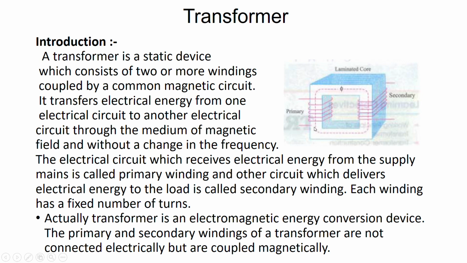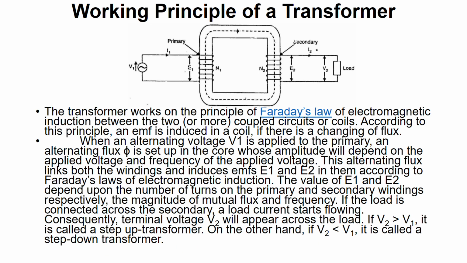Here you see there is a primary winding which is connected to the main supply, and this is the secondary winding. There is a laminated core. The core is laminated to reduce the eddy current losses. And when we put the primary on the main supply, there will be a mutual flux which links to the secondary. So in the next slide I will discuss how the transformer works.